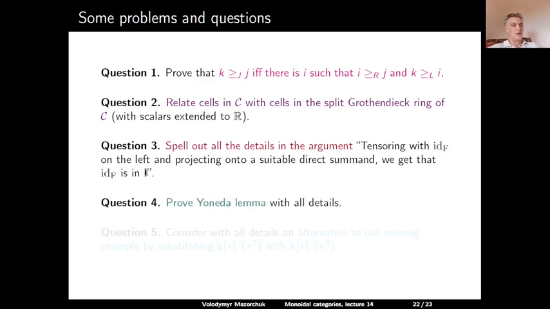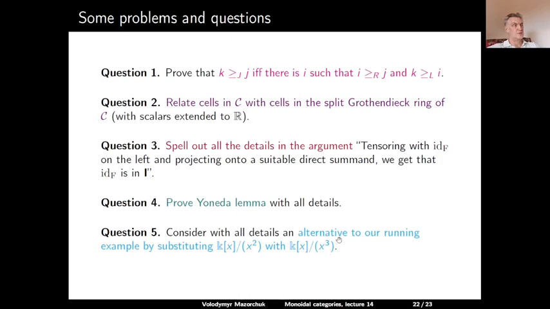Question 4. Prove the Yoneda lemma with all details. Question 5. Consider with all details an alternative to our running example by substituting the dual numbers with the algebra k[x] modulo x to the power 3.